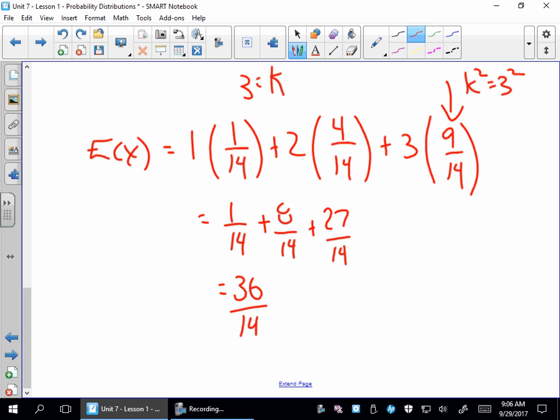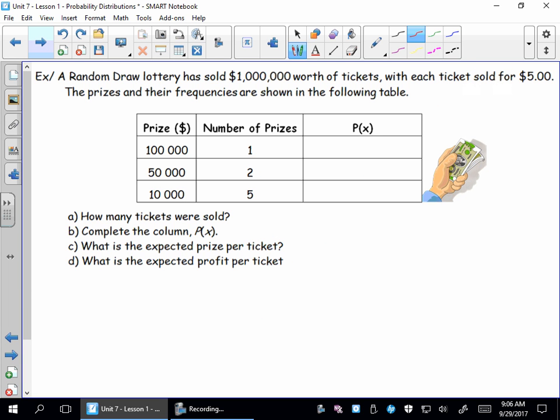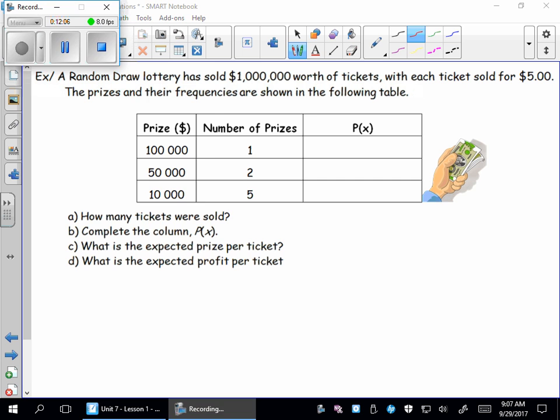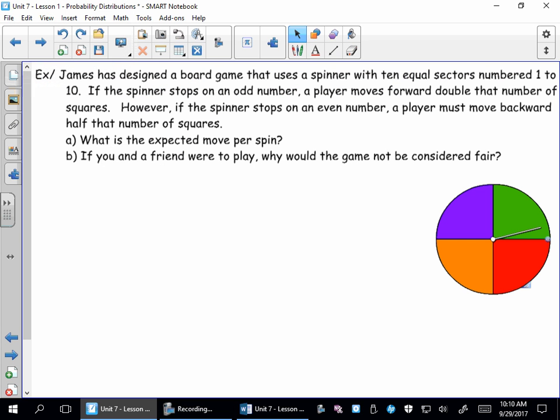Okay, that's just a theoretical number. We don't know what the situation is, but the process applies to anything that involves a distribution. So let's look at one where we're playing a game. A random draw lottery has sold $1 million worth of tickets. Each ticket is worth $5. The prizes and their frequencies are shown here. So we're actually going to take a look at this first example first, just to change the order here.